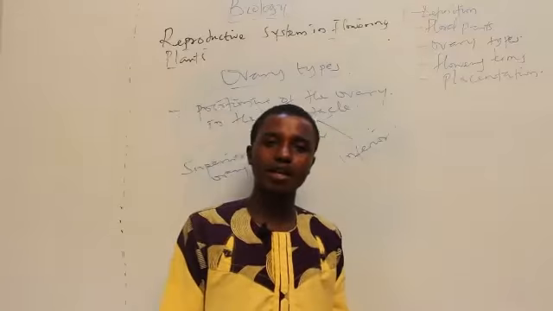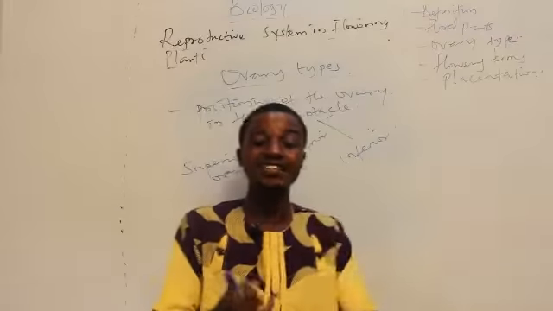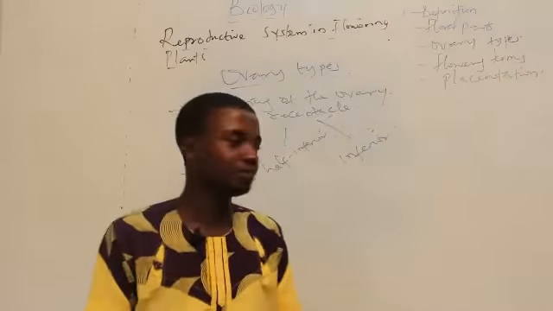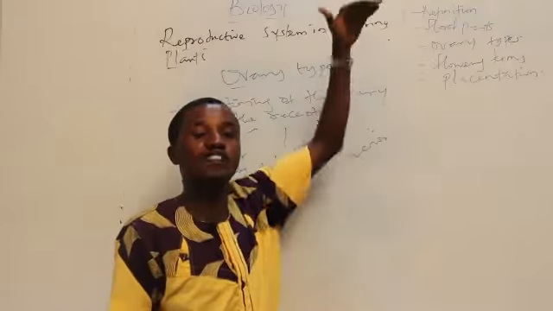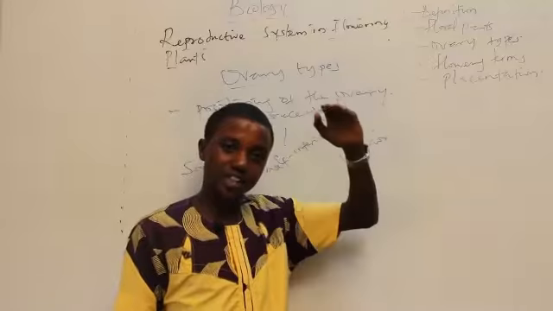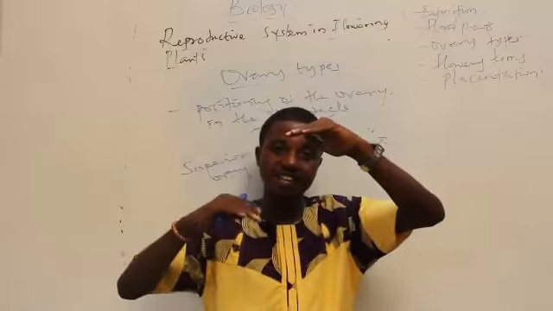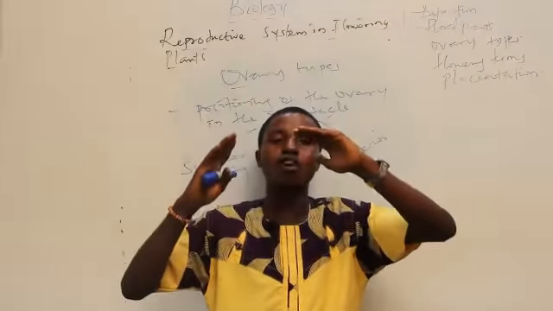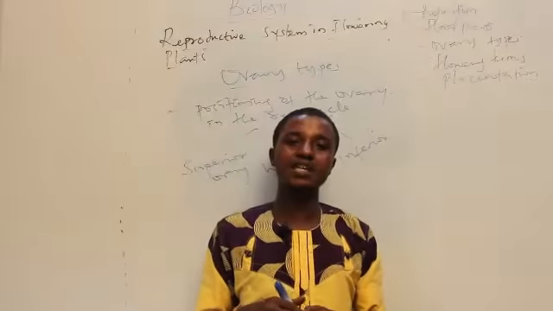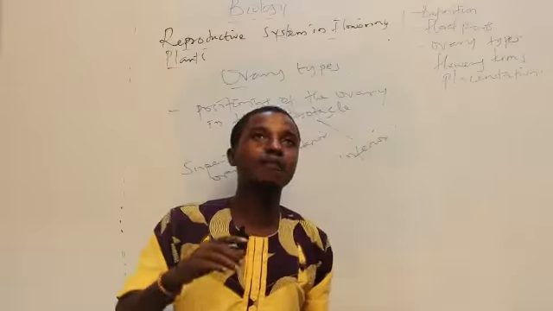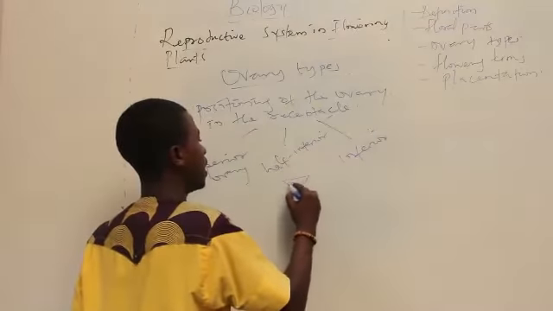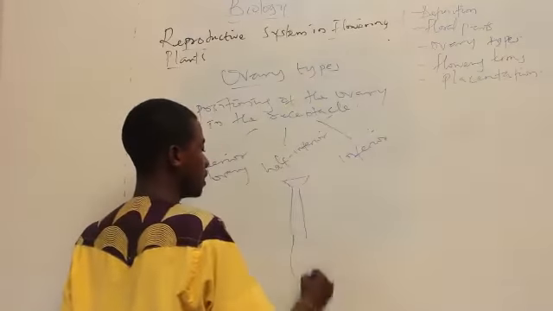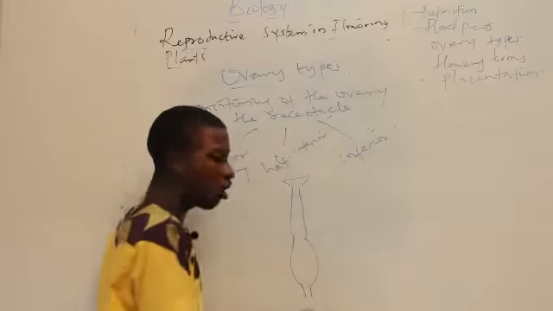What do I mean by other floral parts? The other floral parts here are the calyx, the corolla, and the stamen. When the ovary is placed above the calyx, the stamen, and the corolla, we call it superior ovary. Now what do I mean by it is placed above? I'm not talking about the extreme end. For example, if this is our ovary, I'm talking about the origin of the ovary.